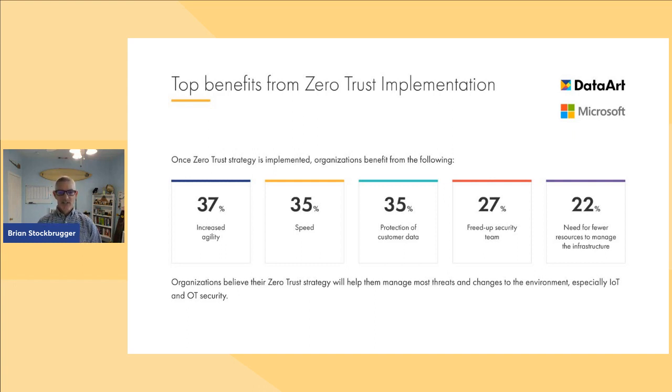Organizations, as a result of their zero trust approach, are in a much better position to manage threats to their environment, especially those within their IoT and operational technology environments. So the overall benefits are very high and very real, and they help organizations be more efficient, more secure, and more innovative.